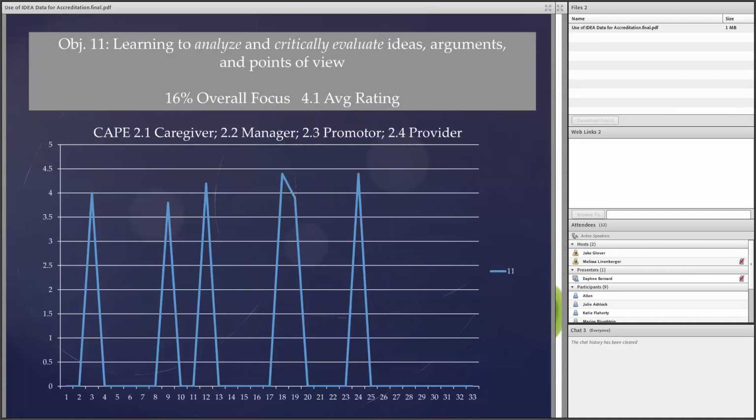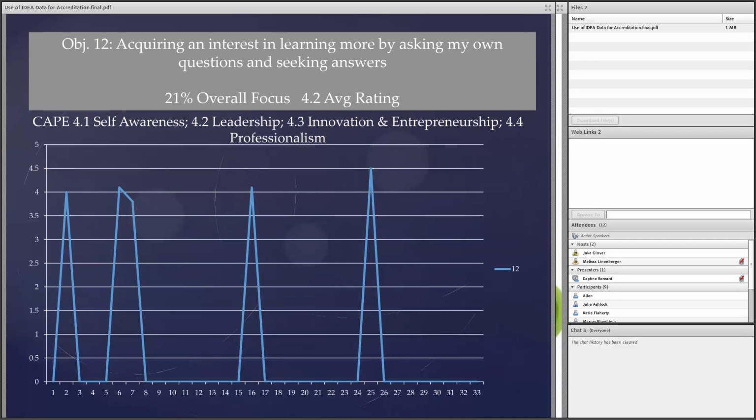These are kind of self-explanatory. 11, again, is tied directly to those CAPE outcomes 2.1 through 2.4. That's only in 16% across the curriculum. Still had a good response rating, and I still want to include it because, again, it is important, linked directly to our outcomes. And then this one is really important.